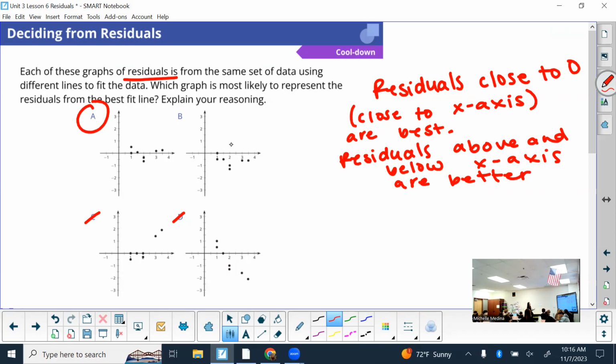If it was this one, that tells me that my line of best fit goes above all my data points, and that wouldn't be a best fit. Okay, so the answer is A. You'll have a question just like this on your test. You want to pick the one that's close to the x-axis, has some above, some below. Questions, comments, concerns?